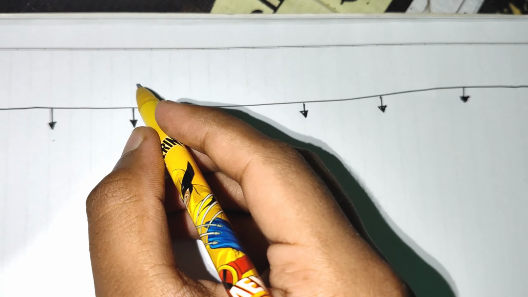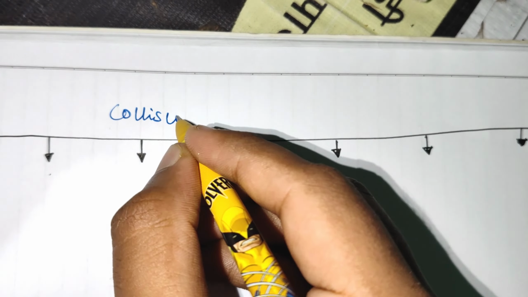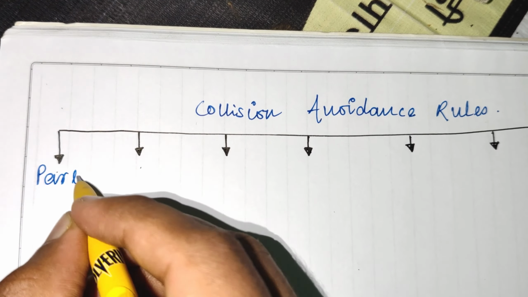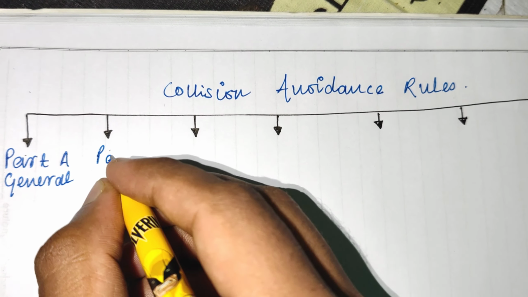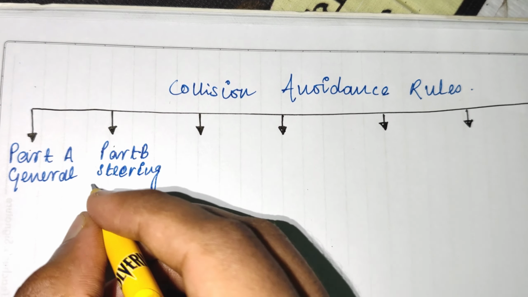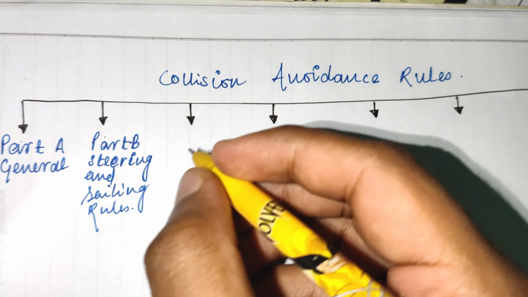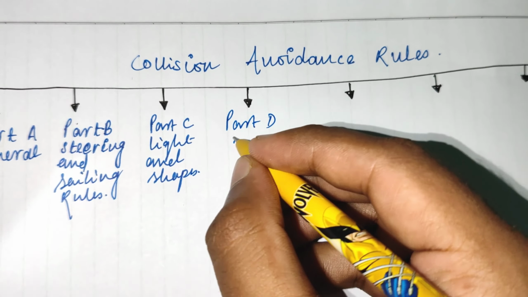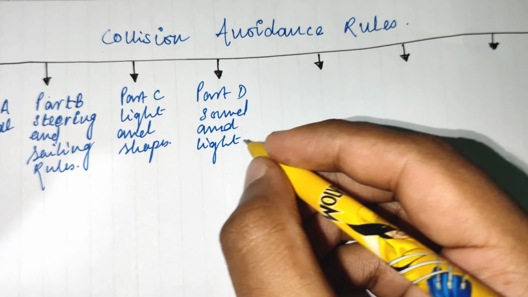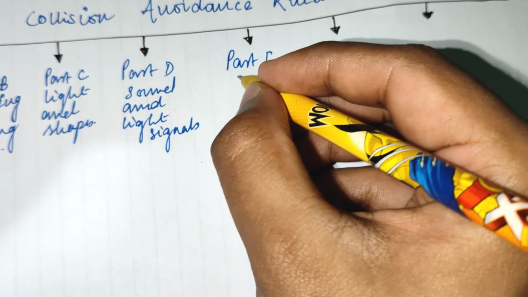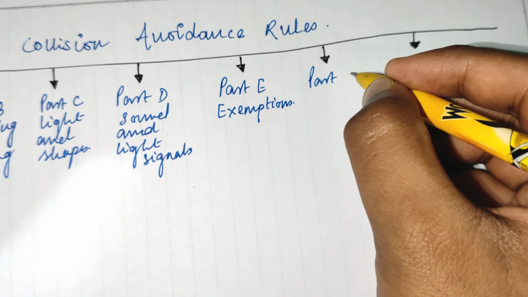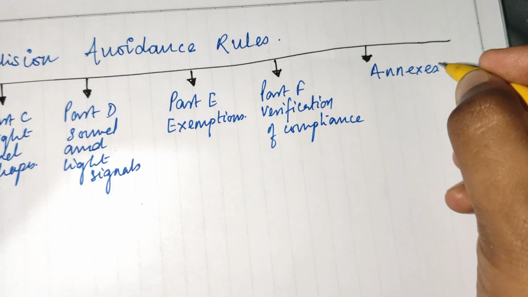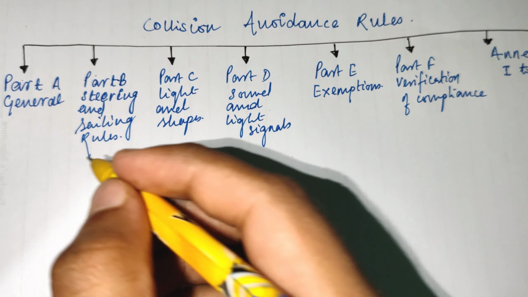Hello and welcome. In this video, I'm going to discuss the structure of the collision avoidance rules, that is COLREGs. Part A is general, part B is steering and sailing rules, part C is lights and shapes, part D is sound and light signals, part E is exemptions. Part F is verification of compliance. At last we have annexes 1 to 4.